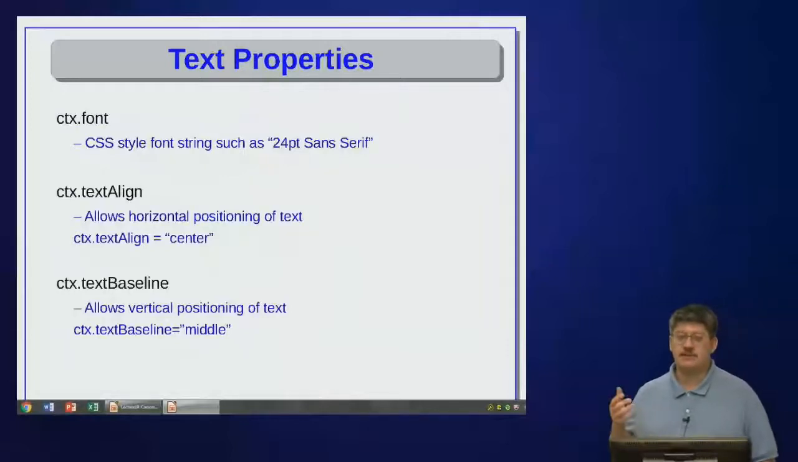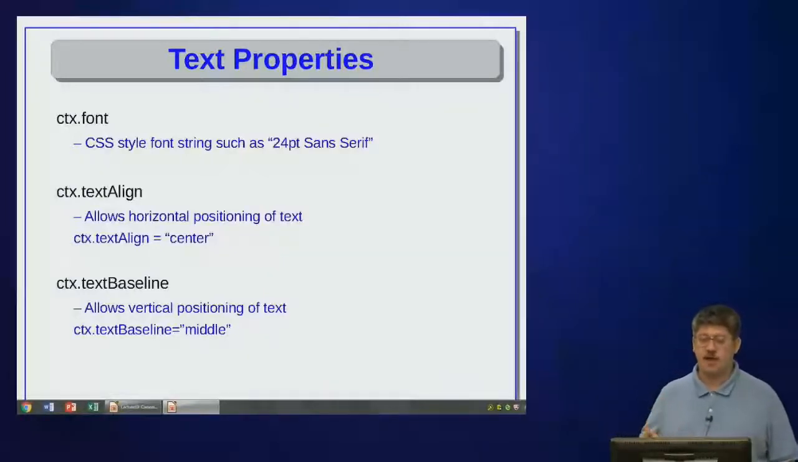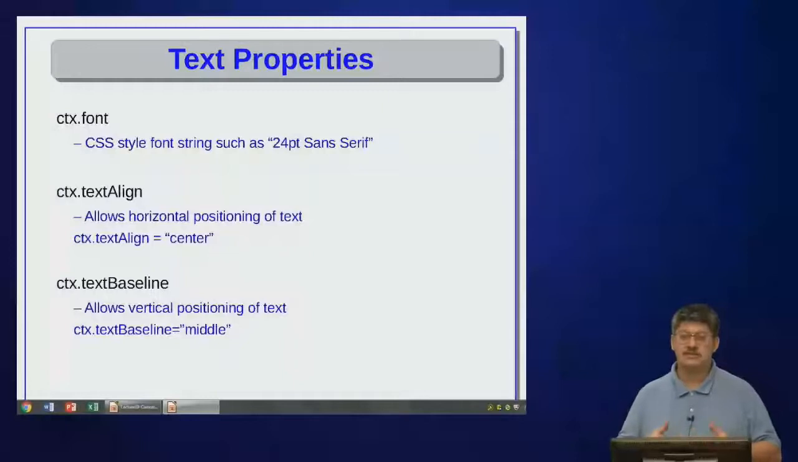Just as I can set the color and the line width properties, I can set the text properties. So I can set the font. I do that by setting ctx.font to some sort of string. And the string is a CSS font string. So I could say 24-point sans serif, and that would be my drawing font. I can use the textAlign property to center text horizontally, or to left or right justify it. I can also use the textBaseline property to center my text vertically, or to glue it to the top or the bottom of the line of text.